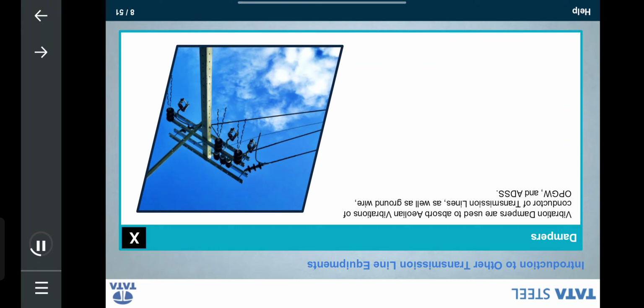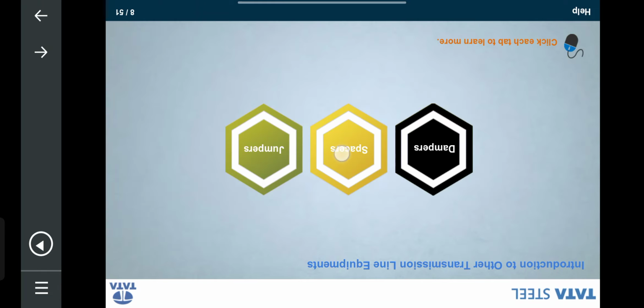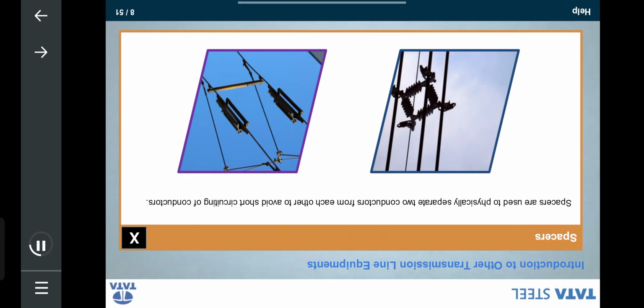Vibration dampers are used to absorb aeolian vibrations of conductors of transmission lines as well as ground wire, OPGW and ADSS. Spacers are used to physically separate two conductors from each other to avoid short-circuiting of conductors.